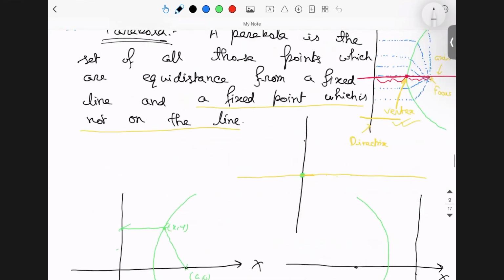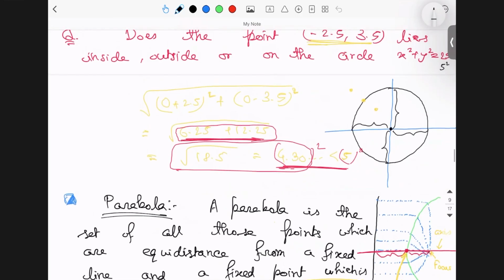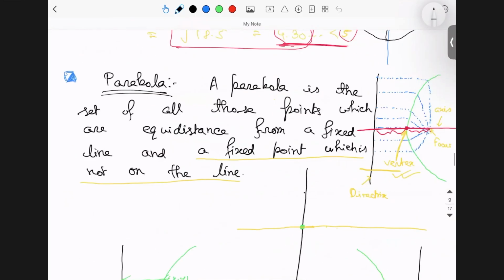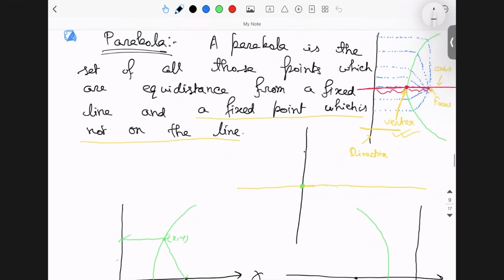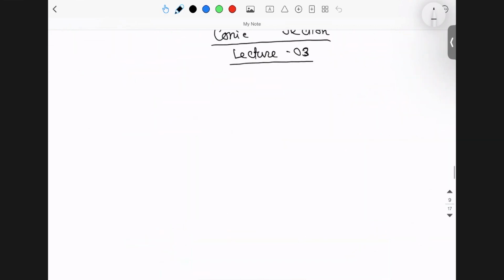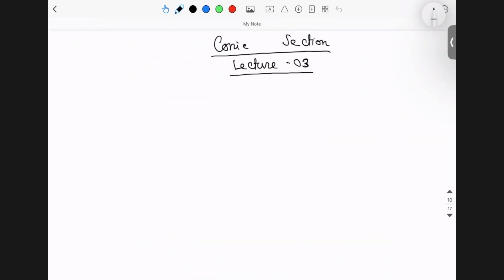So in today's lecture, we will go through the parabola and we will see how we can deduce the equation of a parabola. Okay. So what is a parabola? A parabola is a conic section. How can we draw this conic section? A parabola is the set of all those points which are equidistant from a fixed line and a fixed point which is not on that line. Okay, just explaining a little bit in today's class.